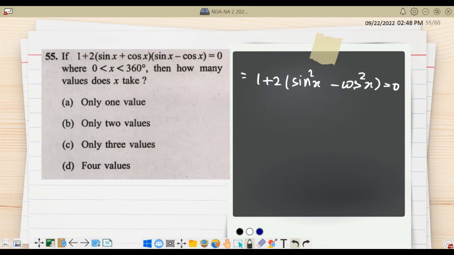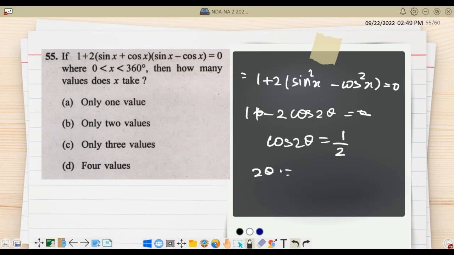Fine. So this is minus cos 2 theta. Fine. So 1 minus 2 cos 2 theta equal to 0. Cos 2 theta equal to, when we take it to the side, there's a minus 2, both will get cancelled. There's going to be just 1 by 2. So when cos is 1 by 2, 2 theta will only take the values of, sorry, we're dealing with x here, so I'll write x. So obviously your 2x will only take the values of 2n pi plus or minus pi by 3.